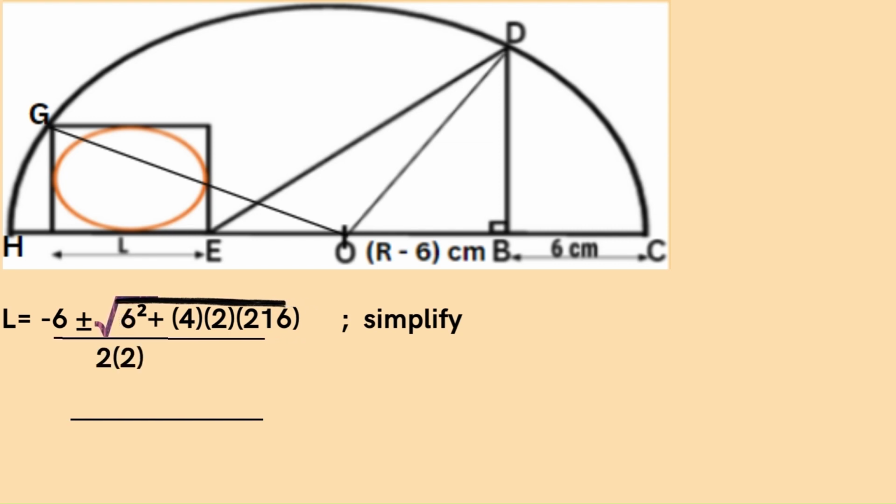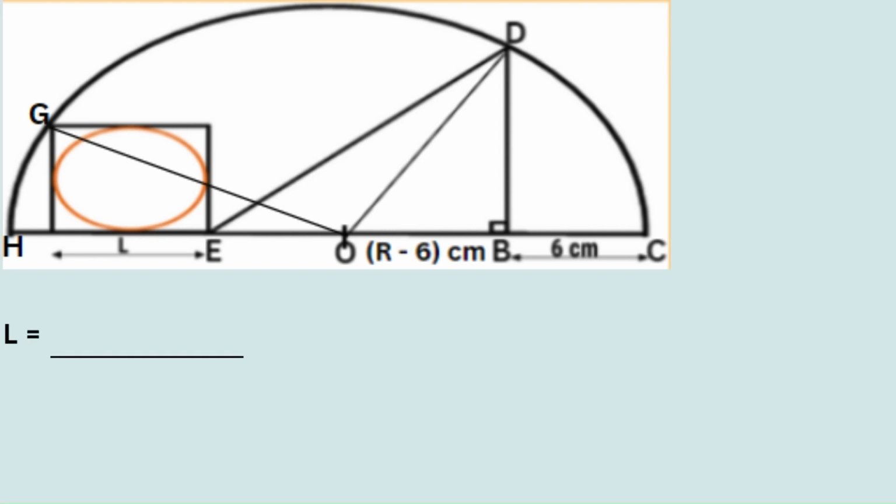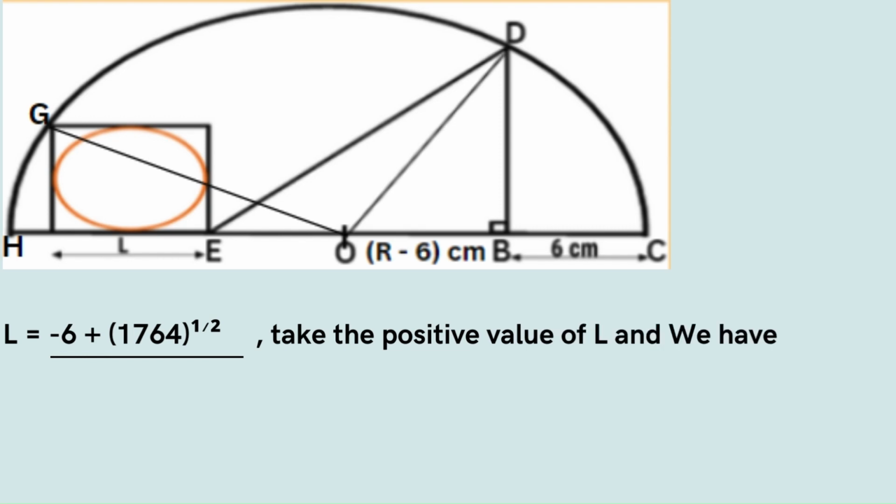By substituting the values of A, B, and C and simplifying the value of the radicand of the radical, we have the value shown on the screen. Take the positive value of L since we are measuring length. Simplify the value of L to have that 36 divided by 4 equals 9 cm. Therefore, L equals 9 centimeter.